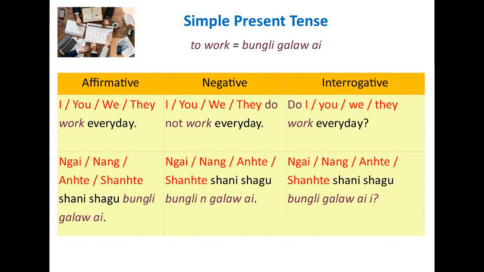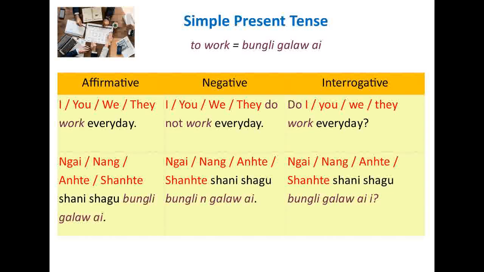Let's see the affirmative column. I walk every day. In Kachin Jinghpaw, you have to say ngai shni shigu bungli glo ai. Second sentence, you walk every day. Nang shni shigu bungli glo ai. We walk every day. Ante shni shigu bungli glo ai. They walk every day. Shante shni shigu bungli glo ai.